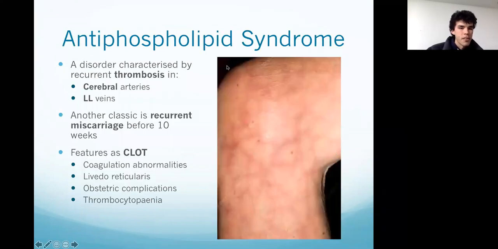So antiphospholipid syndrome, basically people just keep on getting clots. Common places for it, cerebral arteries, lower limb veins, and also problems with pregnancies. They tend to have a ton of miscarriages quite early in their first trimester. So features of it, I do it as clot, so coagulation abnormalities, that's clotting. Livedo reticularis, which is this kind of lace-like rash you can see on this side. Obstetric complications, which is the pregnancies, and thrombocytopenia, which results from them using up all those platelets to clot.